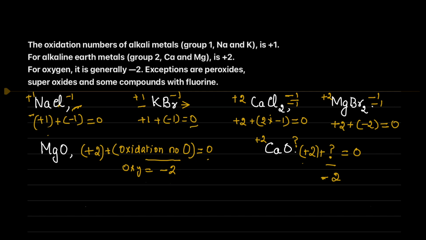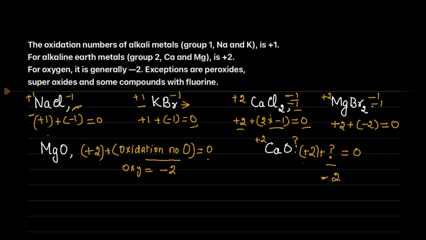The compound is neutral. Calcium and magnesium are group 2 metals. They are known as alkaline earth metals and their oxidation number is +2. Taking calcium chloride, the oxidation number due to 2 chlorines is -2 and that of calcium is +2. The algebraic sum is 0. Magnesium bromide is similar to calcium chloride since magnesium is also an alkaline earth metal.